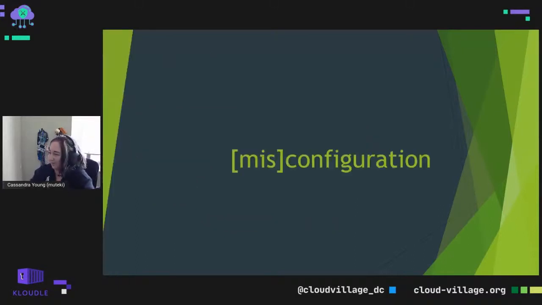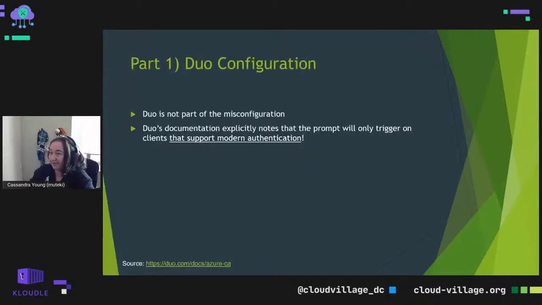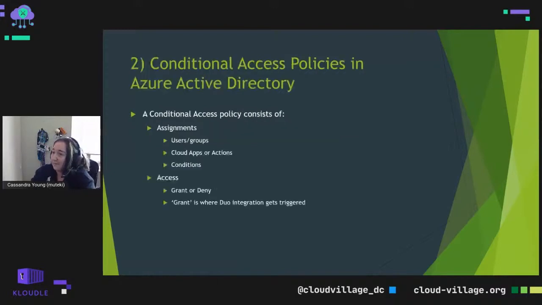So what is this misconfiguration? The first thing I want to clarify: Duo is not actually part of the misconfiguration. This is entirely on the Office 365 side of the equation. Duo's documentation explicitly notes that modern authentication is required in order for Duo to be triggered. So that is a very important point here that they actually do make clear.